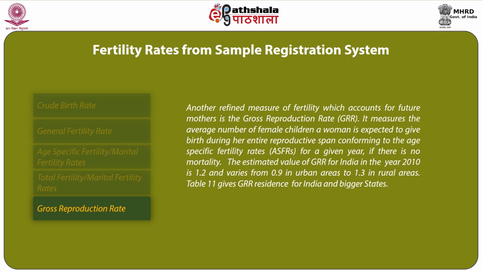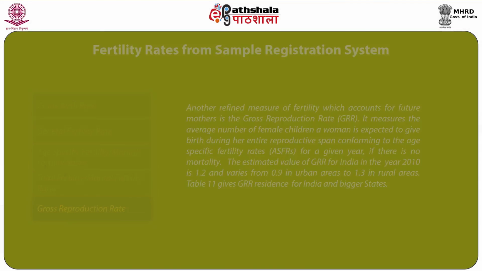The estimated value of gross reproduction rate for India in the year 2010 is 1.2, and rural-urban differences are also noticed. For instance, the GRR is 1.9 in urban areas, whereas in the case of rural areas it is relatively higher at 1.3. The table gives the gross reproduction rate residence-wise between rural and urban for India and across different states, which clearly shows the variations that exist, and the gross reproduction rate has shown different levels between rural and urban areas.